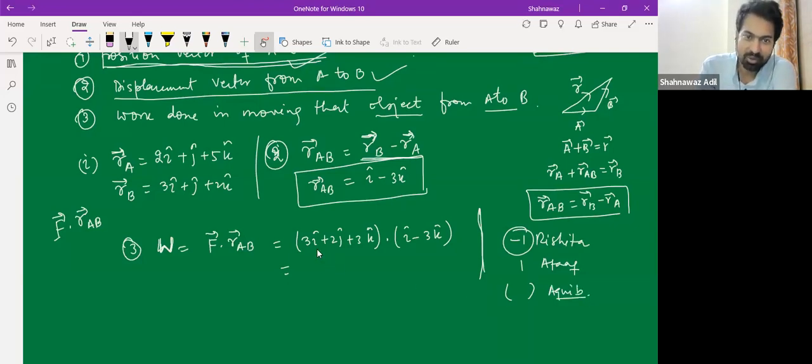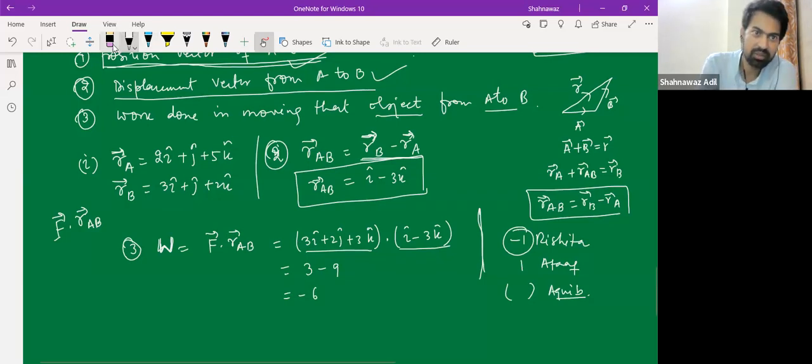So we have to take the dot product of these vectors. So only I will survive. 3I dot I is 3. 2J, and we don't have a J, so this will not contribute. And 3K dot minus 3K is minus 9. So 3 minus 9, this would be -6.